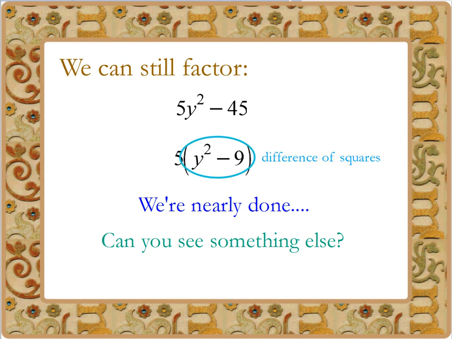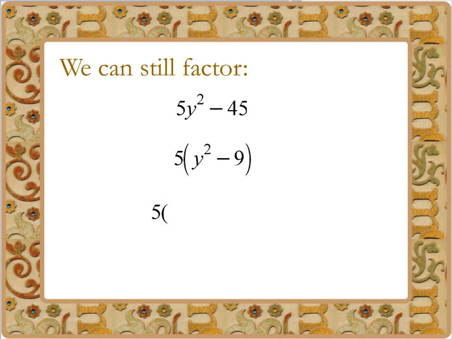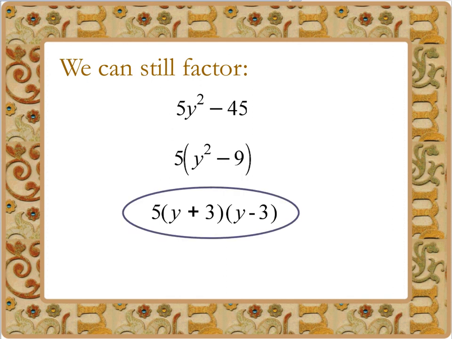I have the difference of squares in my parentheses. So I need to factor this a little bit more. First of all, that 5 that's outside of the parentheses is still going to stay there. But my y squared minus 9, my difference of squares, is going to be broken down into two binomial factors. The y becomes y times y. The 9 becomes 3 times 3. One plus, one minus, so that my middle term cancels. And now I'm completely factored. Always be on the lookout for difference of squares. They'll pop up all the time.